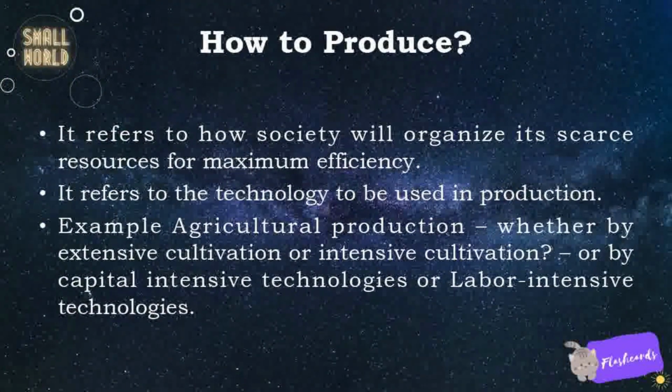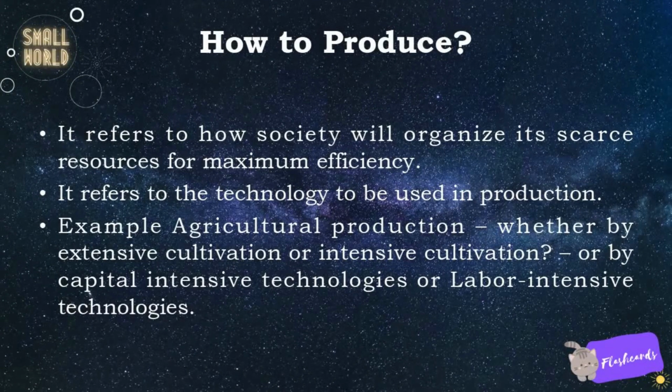How to produce? It refers to how society will organize its scarce resources for maximum efficiency. It refers to the technology to be used in production. Example: agricultural production, whether by extensive cultivation or intensive cultivation, or by capital-intensive technologies or labor-intensive technologies.